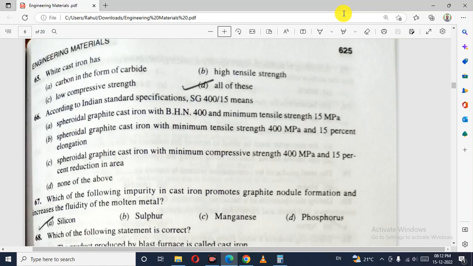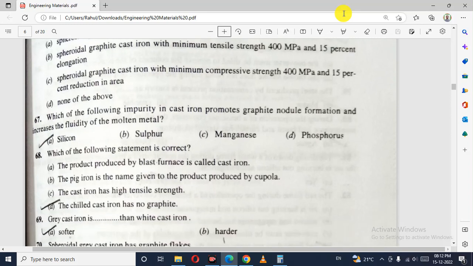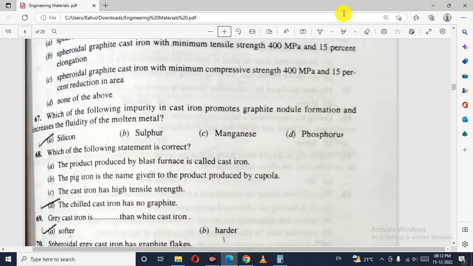Which of the following impurities in cast iron promotes graphite nodule formation and increases the fluidity of the molten metal? Silicon. Which of the following statements is correct? The chilled cast iron has no graphite. Grey cast iron is softer than the white cast iron.